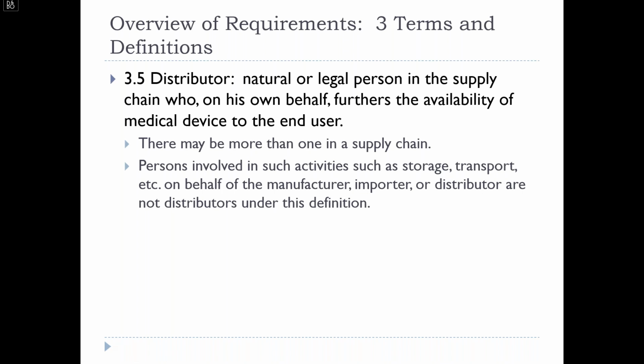3.5 is the definition of a distributor, which is a natural or legal person in the supply chain who on his own behalf furthers the availability of the medical device to the end user. It's important to remember there may be more than one in the supply chain. And people involved in such activities such as storage and transport on behalf of the manufacturer, importer, or distributor are not distributors under this particular definition.